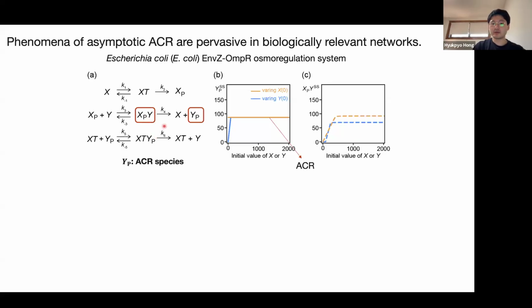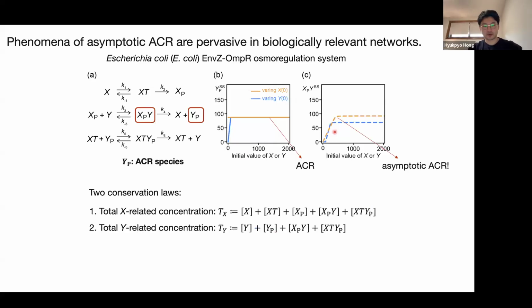But still, when we draw the steady state level of this XPY species along with varying X0 and Y0 value, they show asymptotic ACR. So you see that the steady state response curves are almost very similar, but the corner over there, they are a little bit smooth. They are not steep corners. So these two curves are approaching the perfect horizontal line.